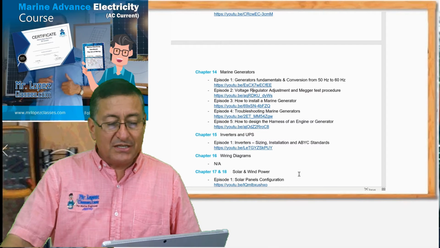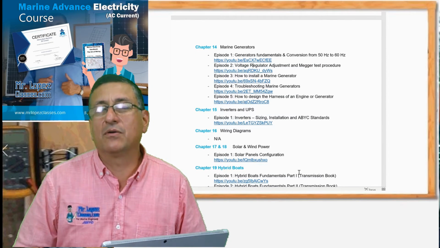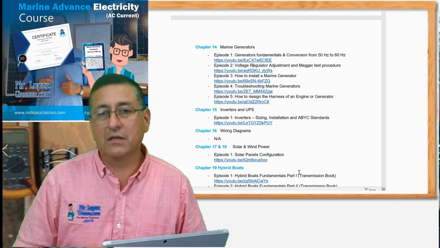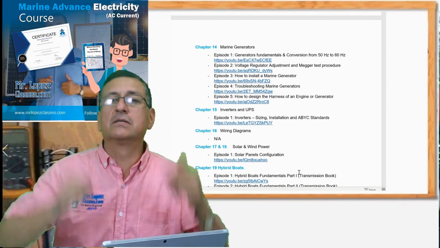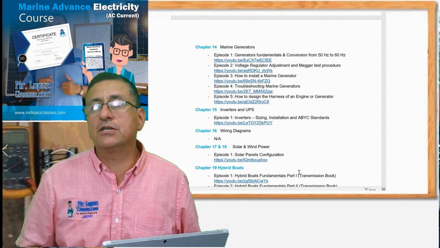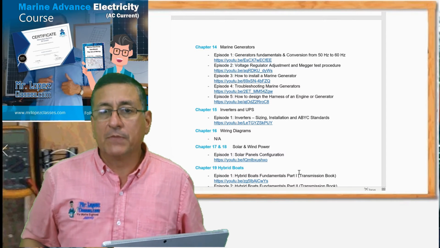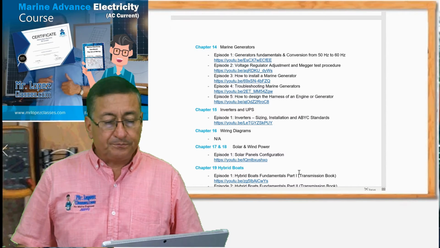In chapters 16, 17 and 18, we are going to talk about the solar system and the windmills. These are renewable sources of energy, solar and wind power.